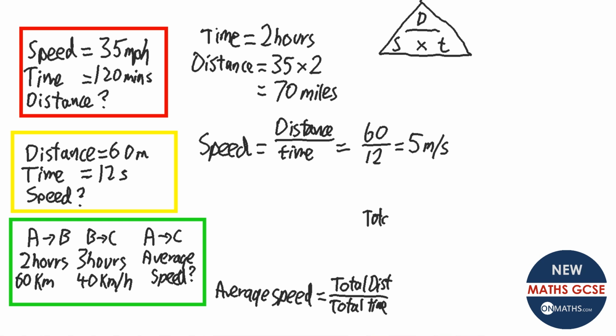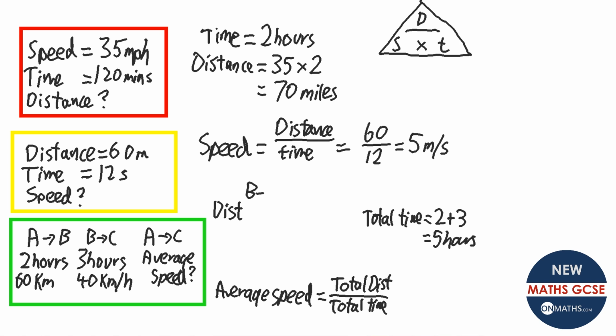So the total time from A to C, we've got 2 hours from A to B, and then we've got 3 hours from B to C. So that's going to be 5 hours. Now, we don't have the total distance. We've got the distance from A to B, but we don't have the distance from B to C. So let's write it up here.